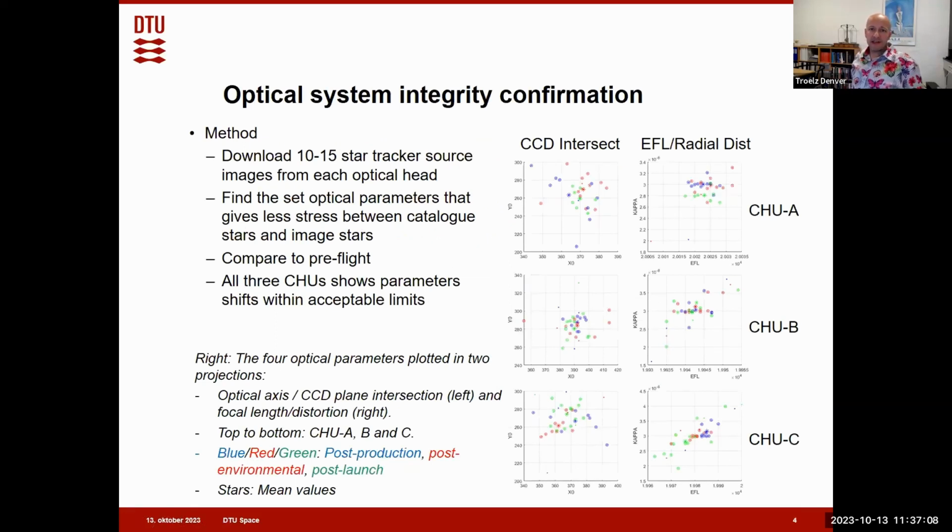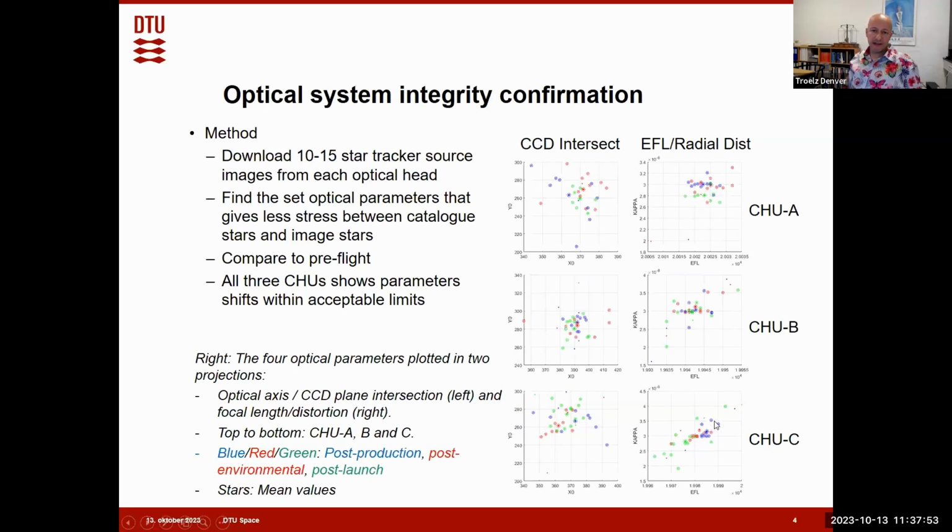What I also look at is how well the optical axis has been changed by launch loads, and I do that by requesting 10 to 15 Star Tracker images being dumped. We basically have 4 parameters that we describe the optical system from. We have 2 giving the optical axis intersection with the CCD, and we have 2 parameters covering the effects of focal length and the radial distortion. So I usually make this plane projection, one giving the CCD and one giving the effects of focal length and distortion parameters.